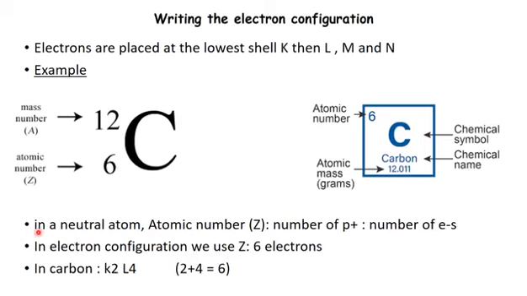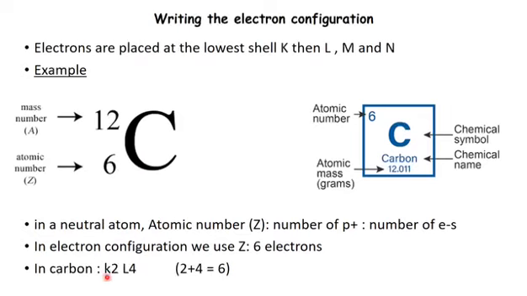Okay, so in a neutral atom the atomic number Z is equal to the number of protons and equal to the number of electrons, and this is already covered. We can use this information to write the electronic configuration, where the atomic number Z for the carbon example is equal to 6, and we use this number to actually write down the electron configuration.